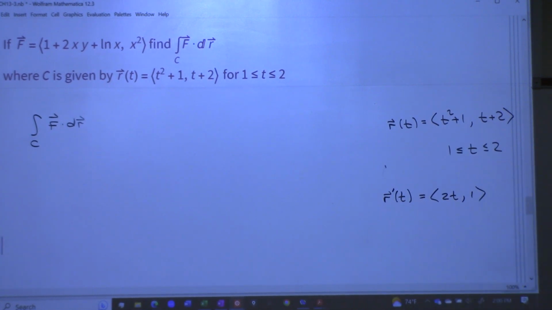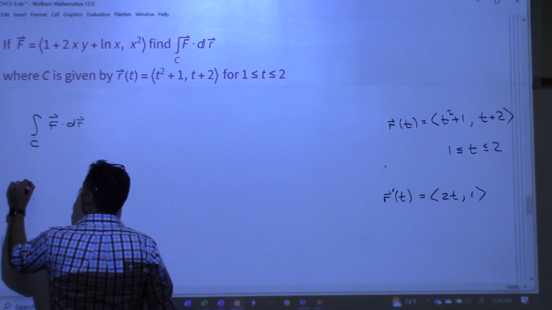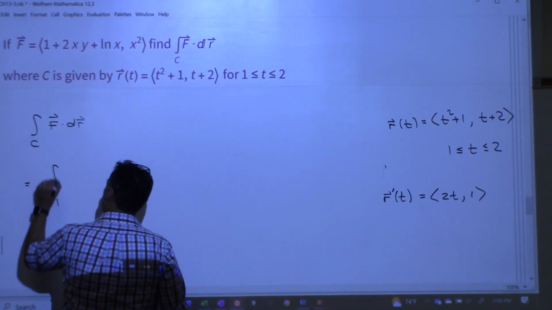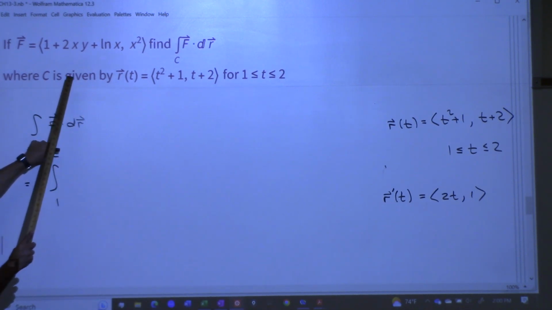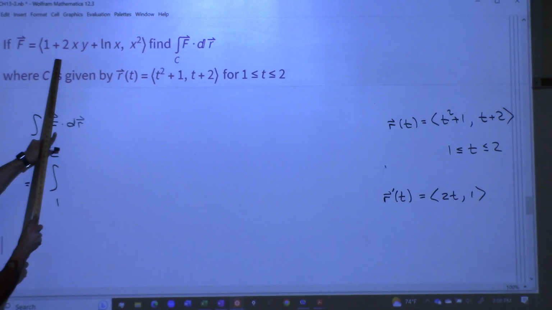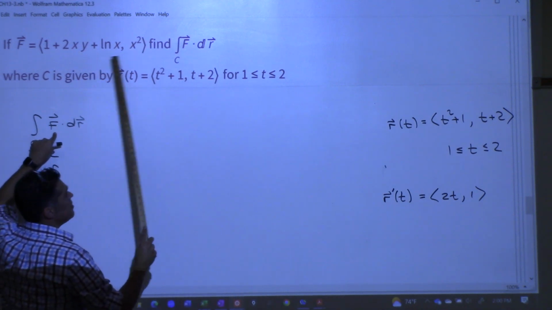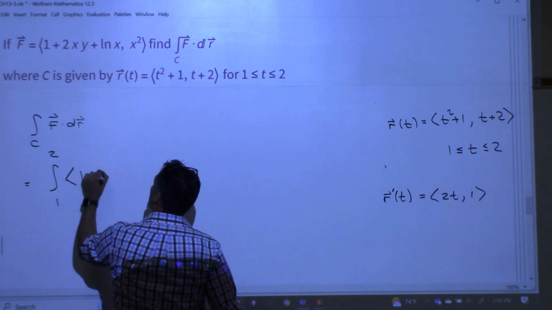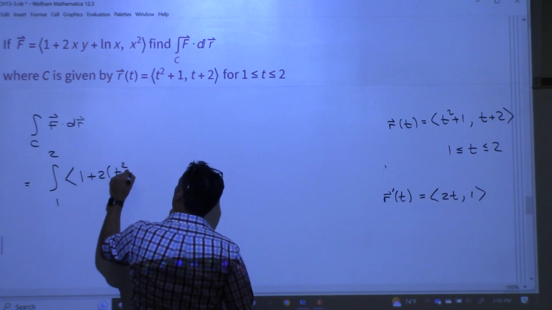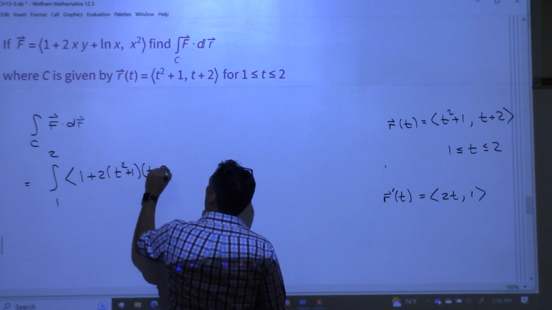There's my derivative. And now I can set this integral up. It's going to be the integral from 1 to 2, and then it's going to be the field. I'm given that field, right? But what am I going to do with the field? Everywhere I see x, replace it with t squared plus 1. And everywhere I see y, I'm going to replace it with t plus 2. OK, so 1 plus 2 times x, t squared plus 1, and then times y, which is t plus 2.